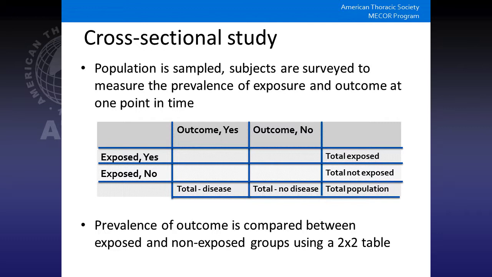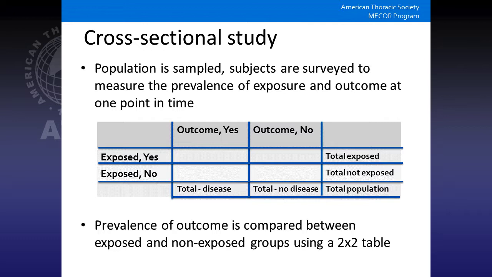So for a cross-sectional study, here's an example. Basically, an entire population is sampled, and subjects are queried or surveyed to measure the prevalence of exposure and outcome at that one point in time. So you can see from this study there are 4 empty boxes, so we generally call this a 2-by-2 table, and each individual who comes into our study, we determine at that one point of contact with them, are they exposed, yes or no, and do they have the outcome or disease of interest, yes or no. And based on their answers to those questions, we put them in one of those 4 boxes.